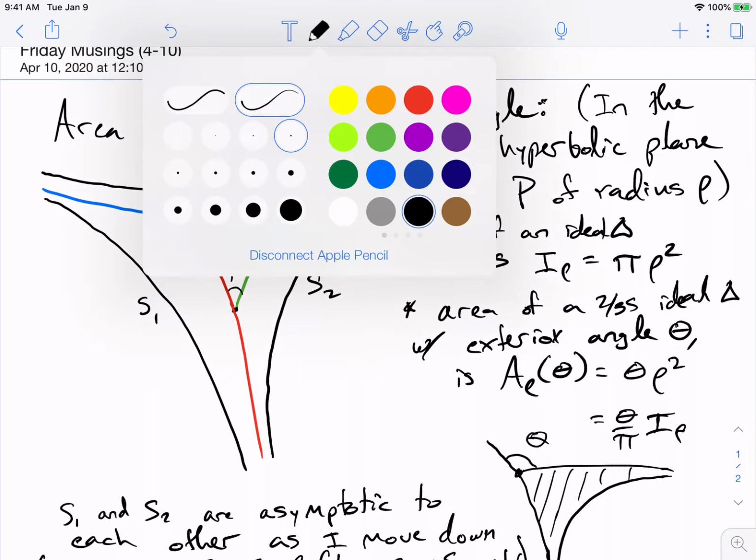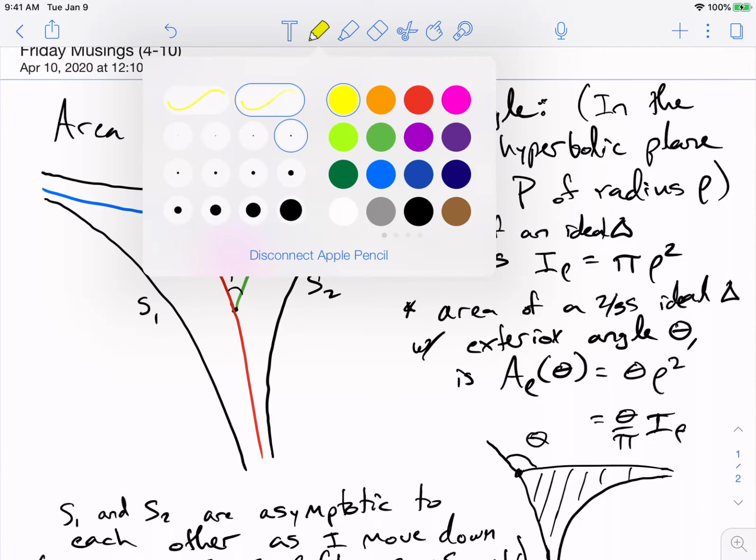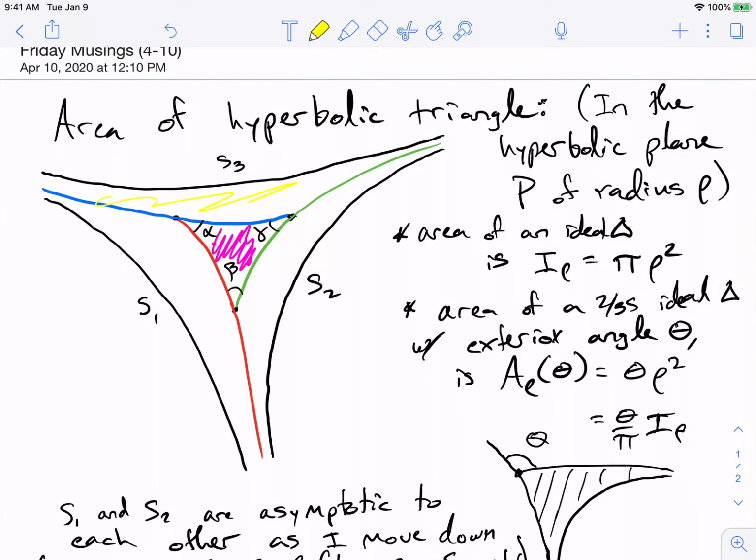And so the area of the triangle we care about, this one inside here, is going to be less than pi rho squared. And in fact, you can see exactly what it is. It's the area of the whole ideal triangle minus the part we don't care about, which is this part here. And so what we need to do is figure out a formula for the area of the yellow, right?